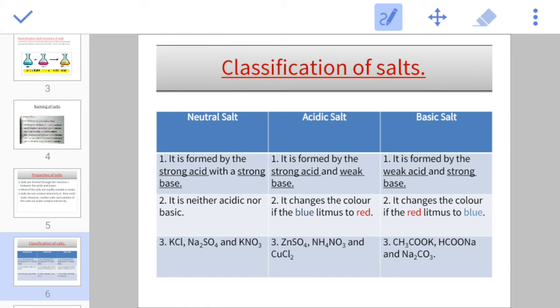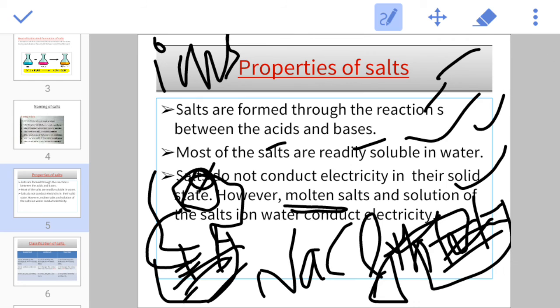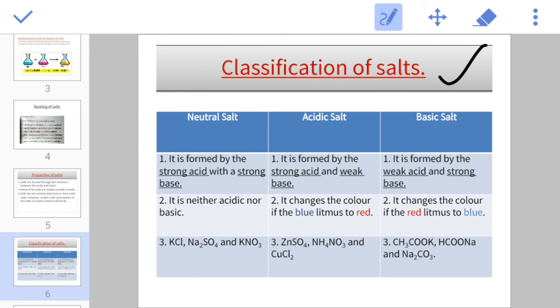Next topic, I think this one topic is left here. It's the classification of salts. How can we classify salt? They are classified in three categories: neutral, acidic and basic salt. How do we get a neutral salt? Strong acid and strong base.